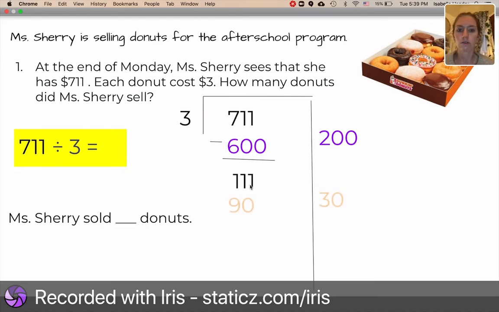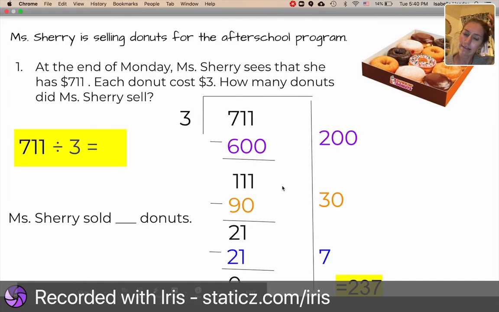So, okay, what if she sold another 30 donuts? 3 times 30, that's $90. Okay. I'll subtract again. And I still have $21 that I need to figure out how many donuts that was. And I know my times tables. 3 times 7 equals 21. I'll subtract again. I have 0 remaining dollars that I need to figure out. And I see that over here, she sold 237 donuts. So my answer here is Miss Sherry sold 237 donuts.